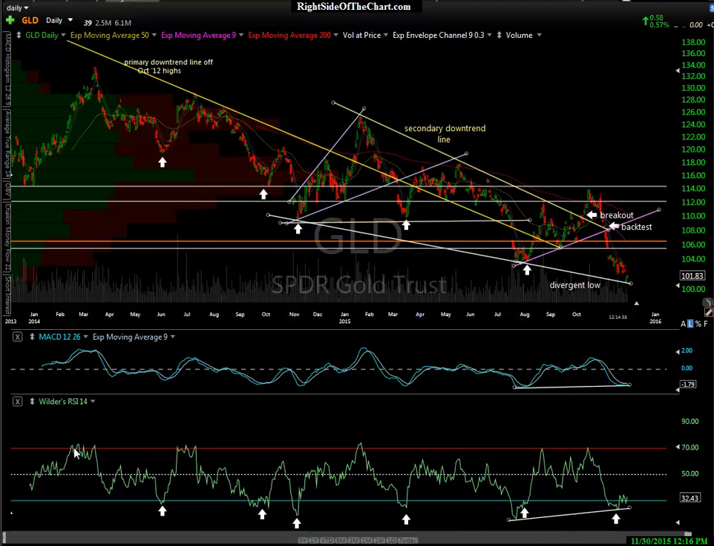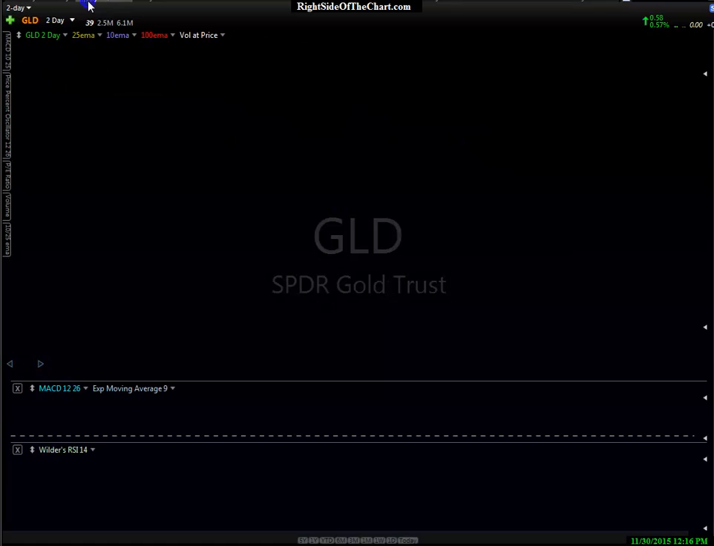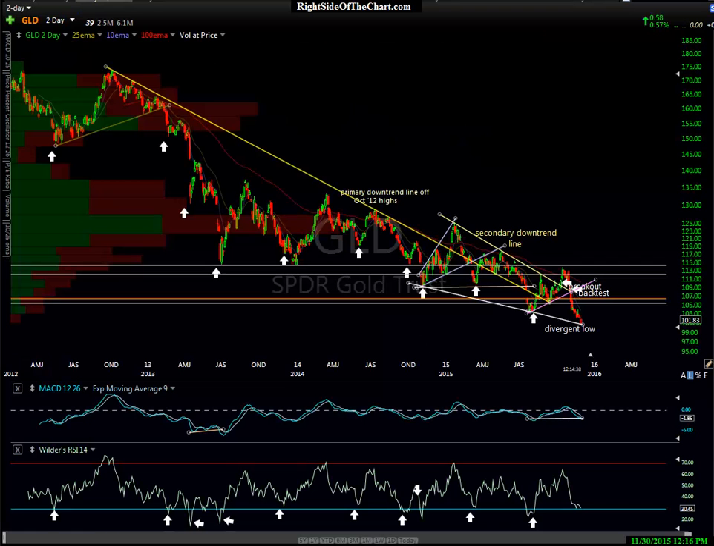And this goes back farther. The limitation on TC2000 when we're on a daily time frame is that it will only show you 2 years of price history. So if I flip over to a 2-day period chart on gold, here we go.